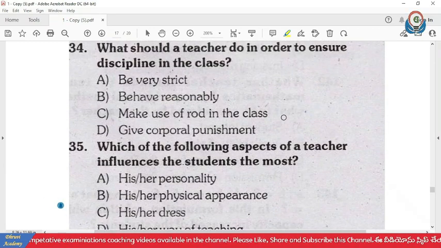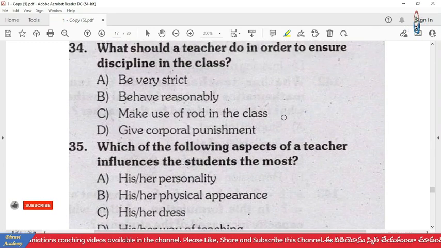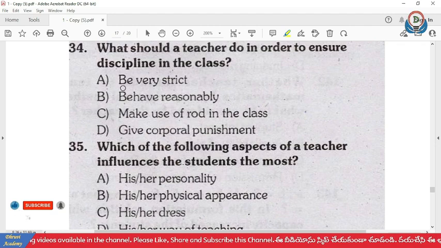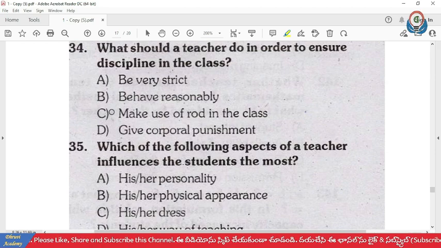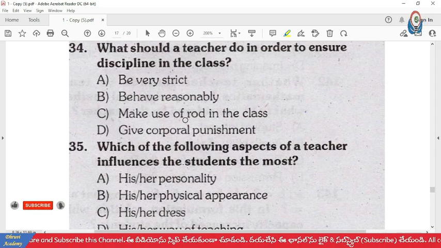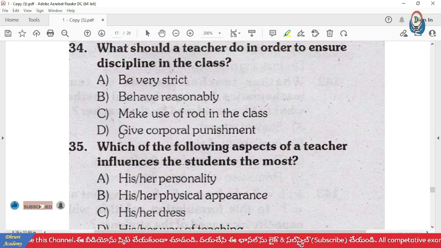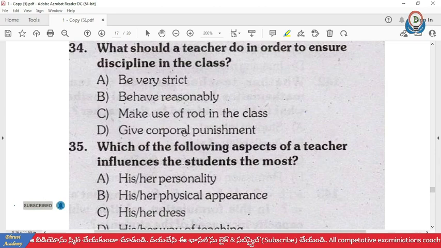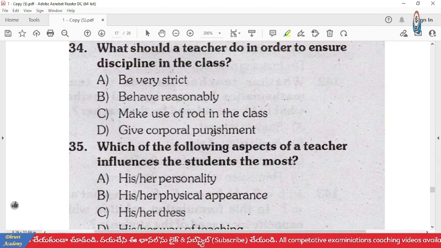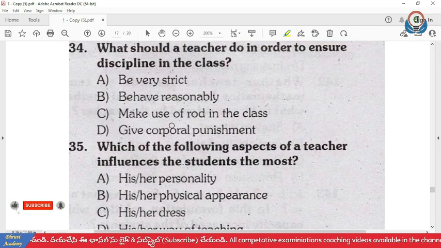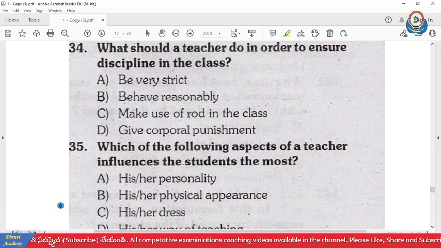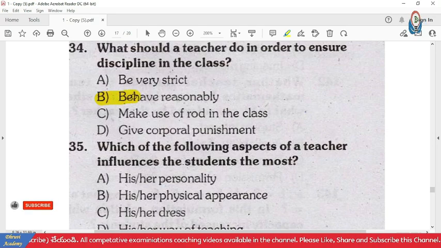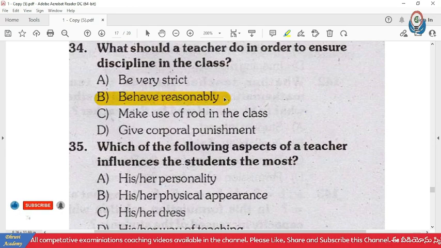What should a teacher do in order to ensure discipline in the class? A. Be very strict. B. Behave reasonably. Or C. Make use of rod in the class. D. Give corporal punishment. What should a teacher do? Behave reasonably. The answer is behave reasonably.